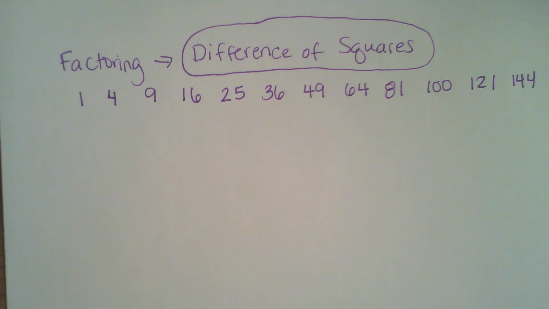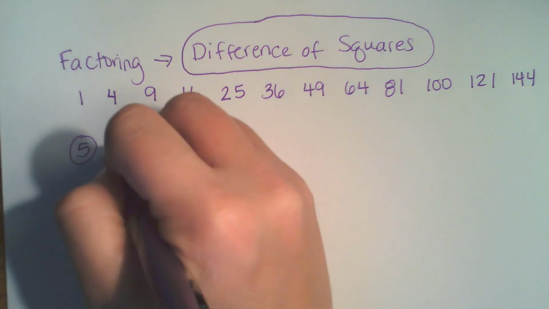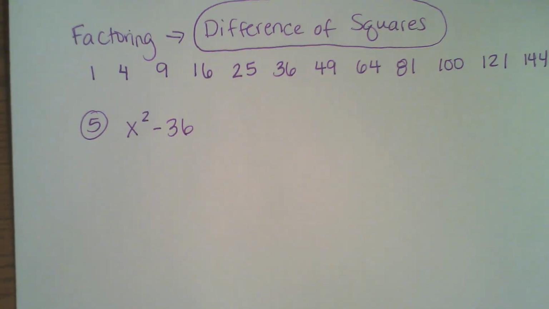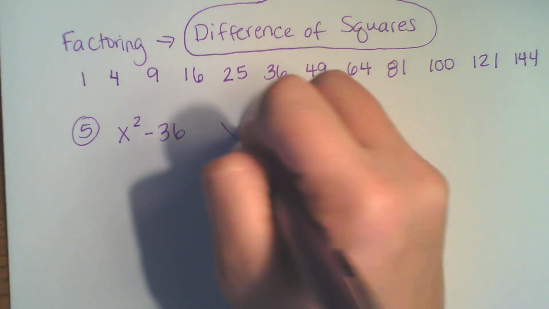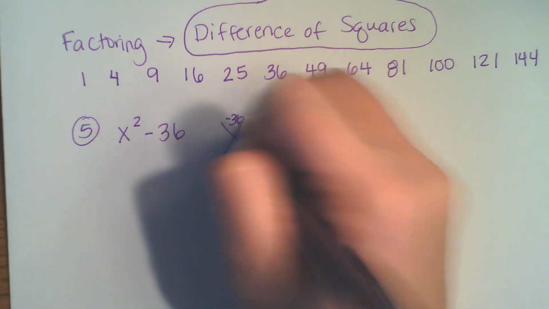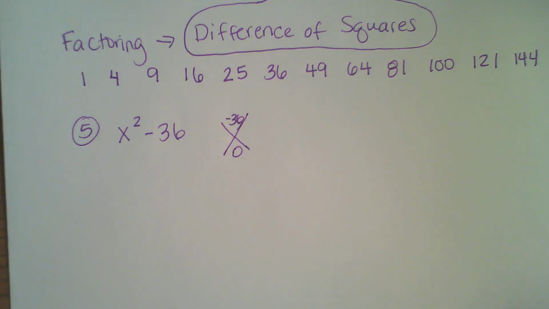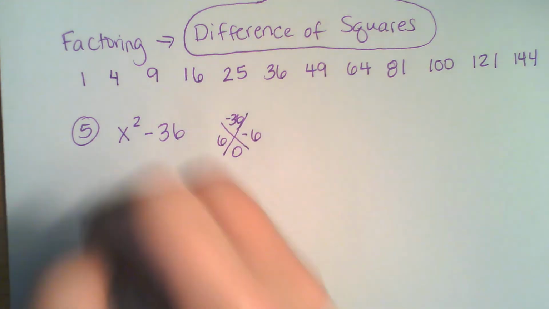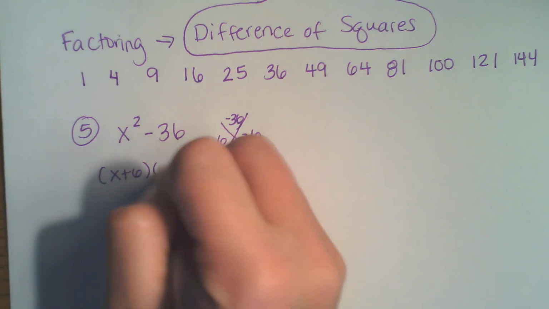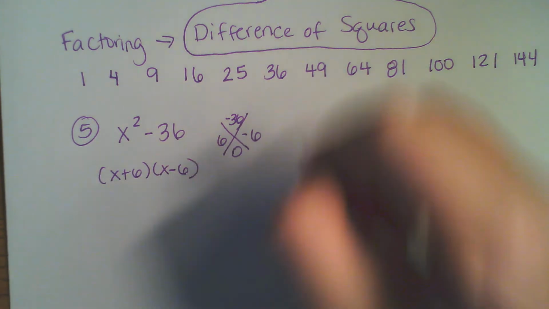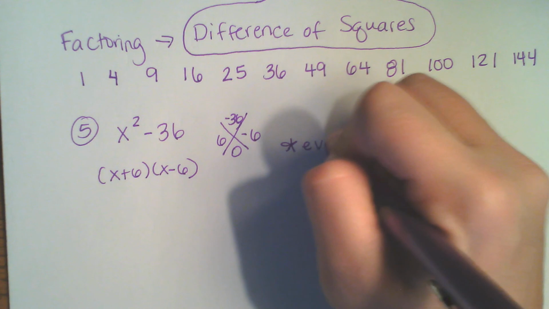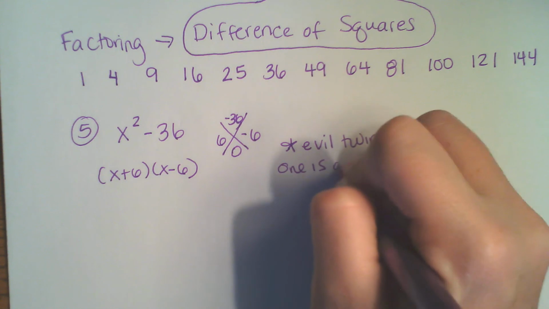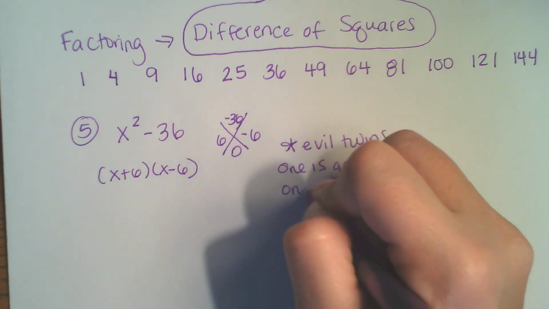So we started out with some easier problems that looked like this, like x squared minus 36. So you could think about this as factors of negative 36 that add to 0. 6 and negative 6. I also called these the evil twins. One is good. One is bad.